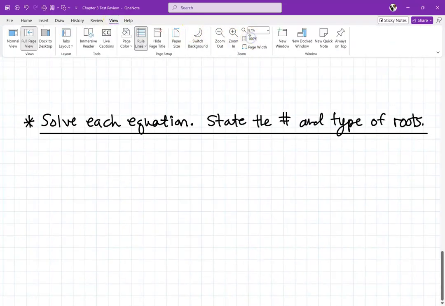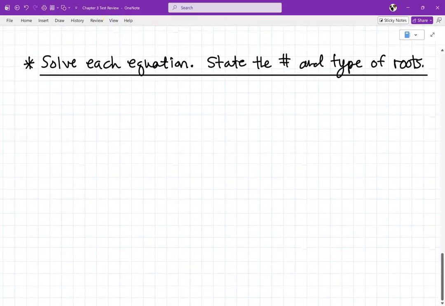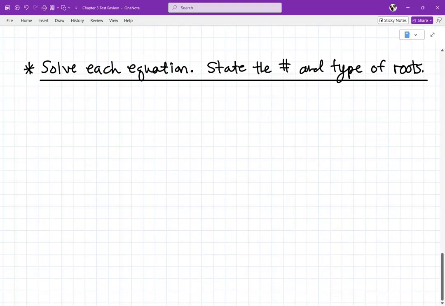Let me zoom in a little bit. So solve each equation. State the number of answers and the type of answers. So real or imaginary. So here it is. This is number 5. Now remember how I told you that there's an Easter egg? This one isn't it, but this one is really close to one of them. Really close. But it's not the one that I'm talking about. Okay?